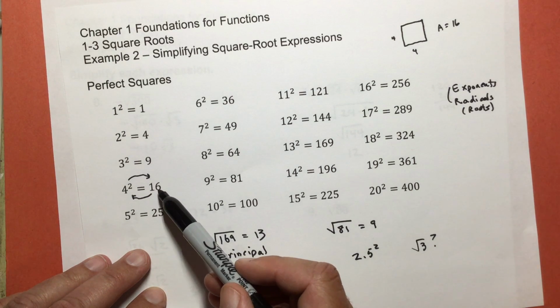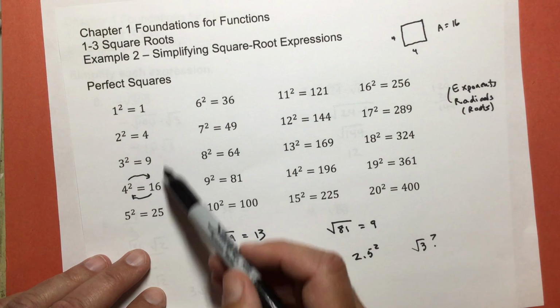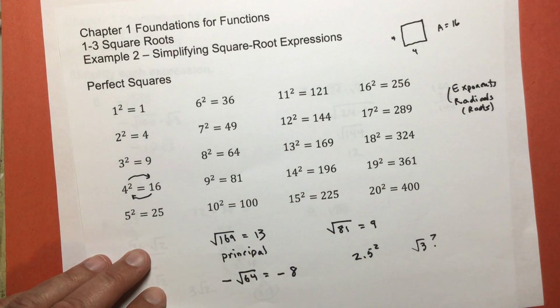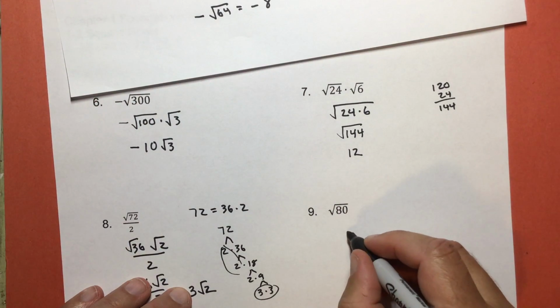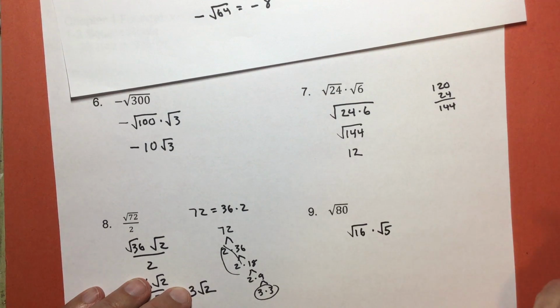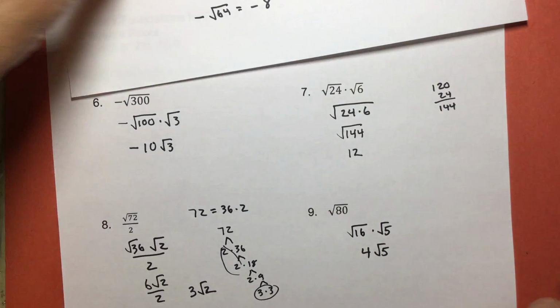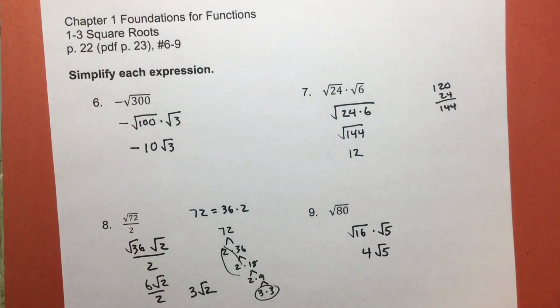16 is a factor. It's 16 times 5. So the largest perfect square will be 16. 4 also goes into it, but like I said, the largest one's going to be 16. So this is the square root of 16 times the square root of 5, which gives me 4 times the square root of 5. See you in the next video.